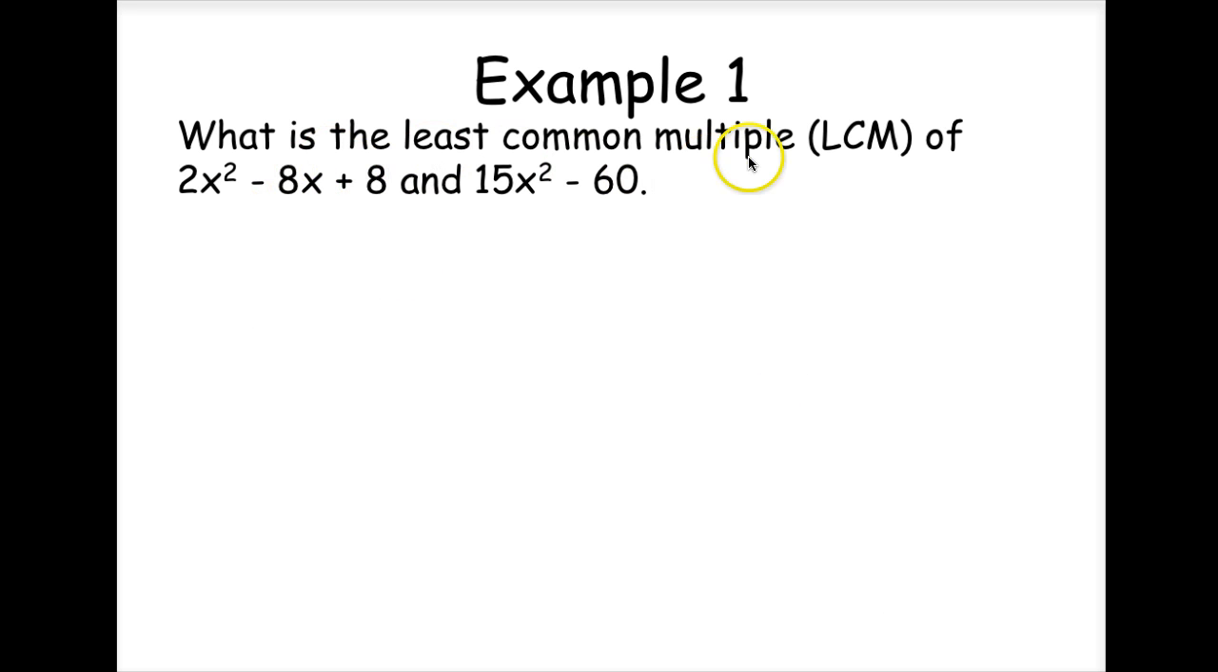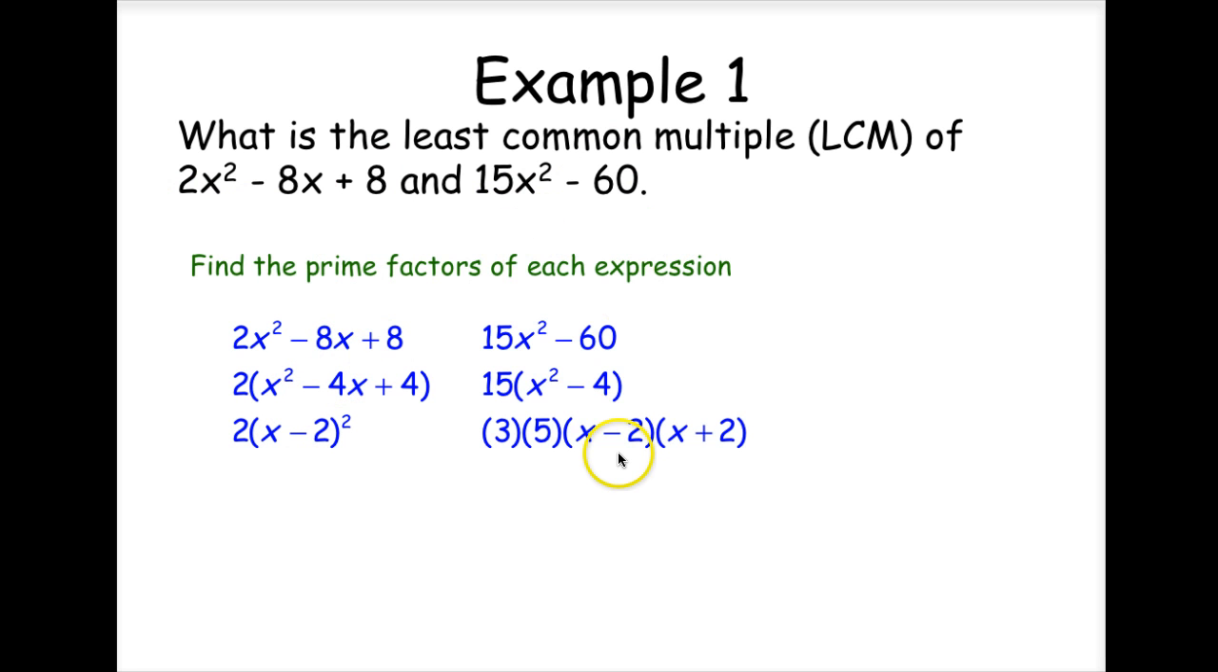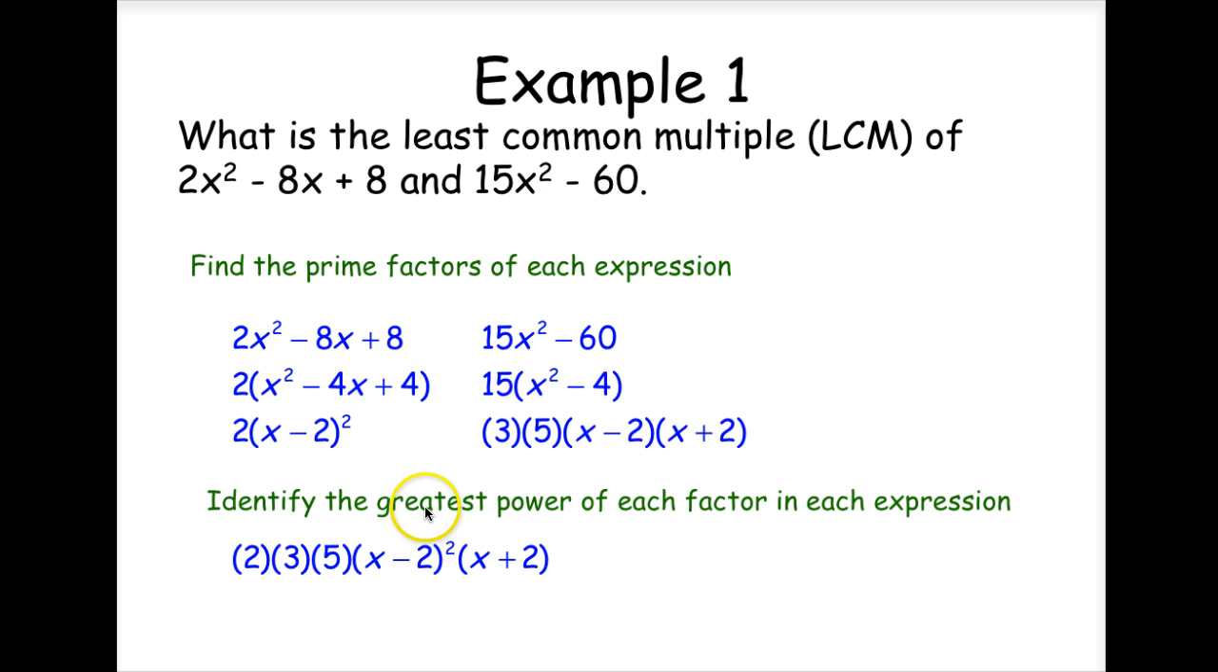First of all, what is the least common multiple of these two expressions? Well, we need to find the prime factors of each expression. And the least common multiple would be to identify the greatest power of each factor in each expression. So the least common multiple would be 30 times (x minus 2) squared times (x plus 2).